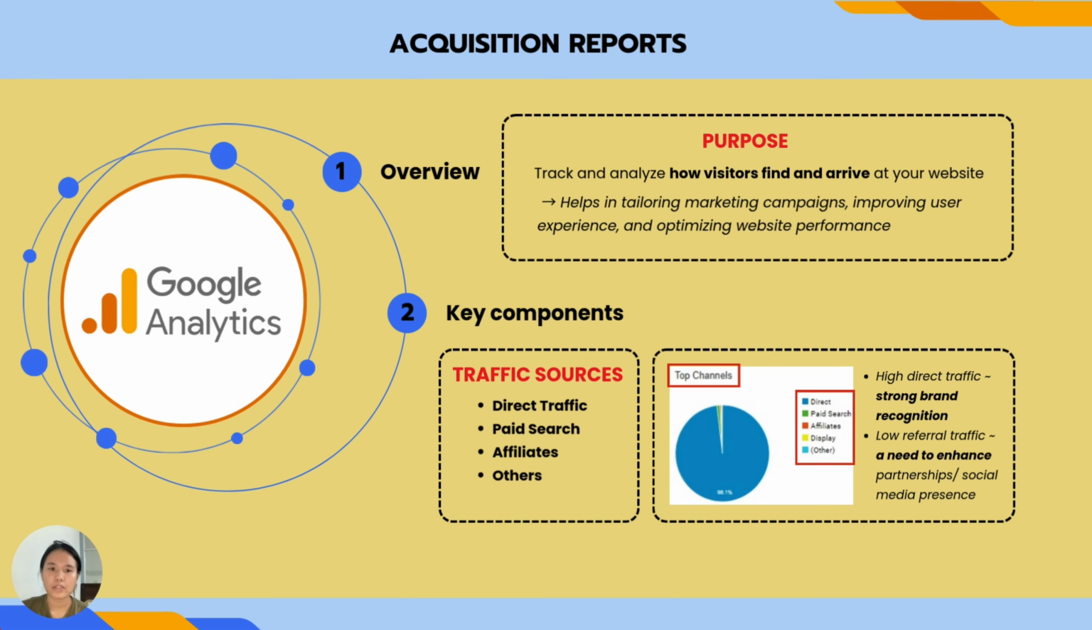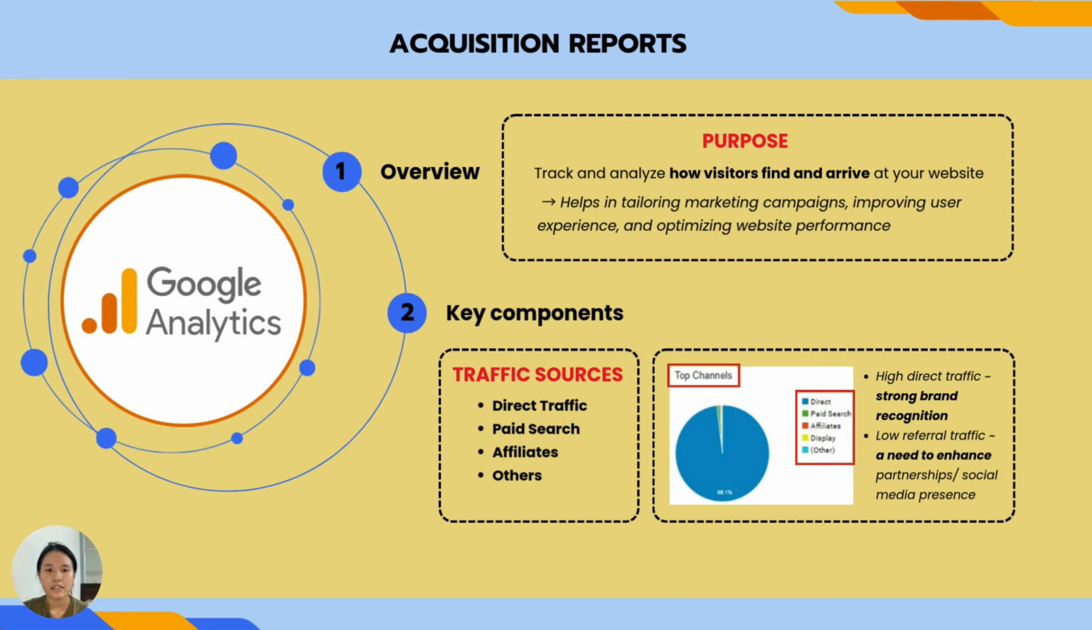Acquisition report answers the question: how do people find us? Traffic sources include direct, organic search, paid search, and social referrals. If direct traffic is extremely high, it may signal strong brand awareness. Low referral traffic might mean your partnerships and social media aren't contributing enough.